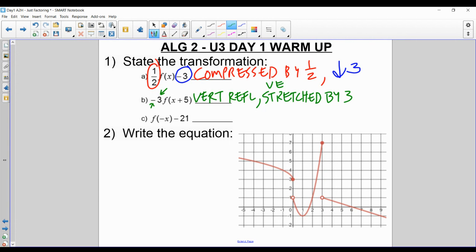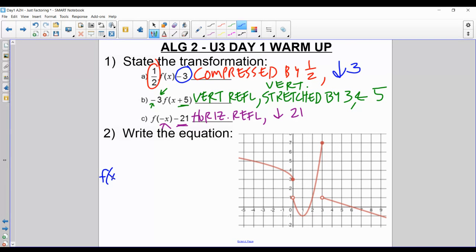And we should probably say vertically stretched. And then inside here tells me that it is shifted left 5. Last one of those. The negative inside with the X says it's a horizontal reflection. This says I am shifted down 21. Okay, hopefully those are becoming pretty clear. Writing the equation of the piecewise is still probably a little new. So let's go through that.